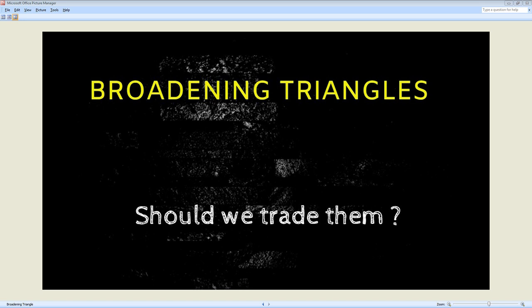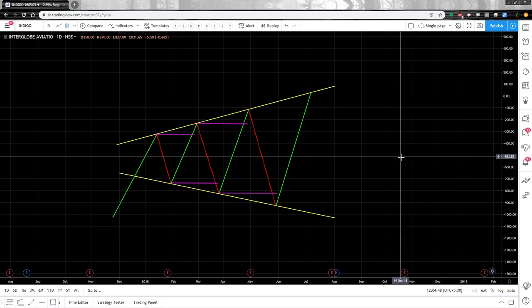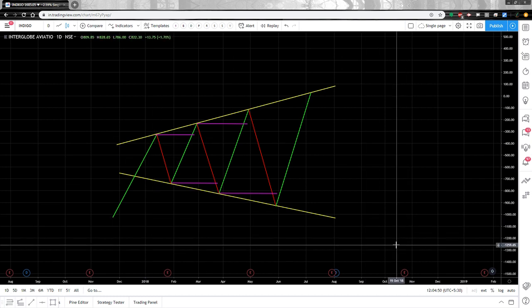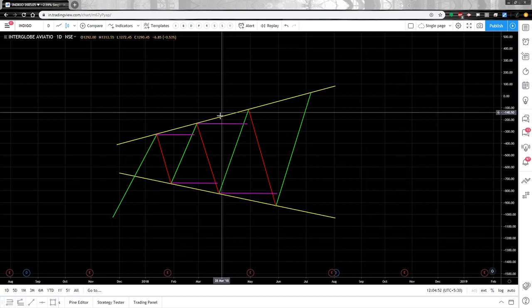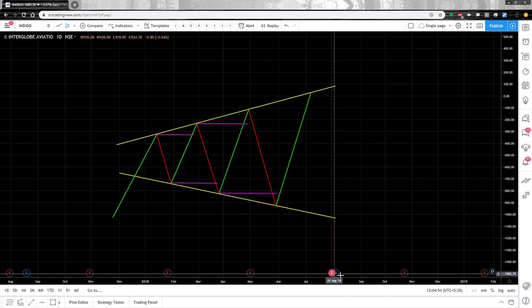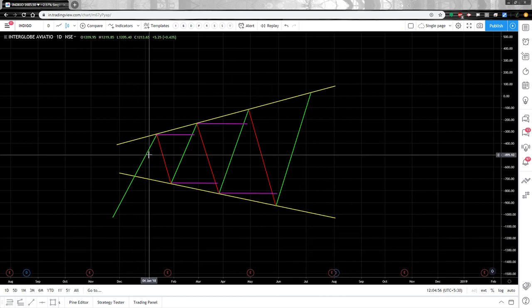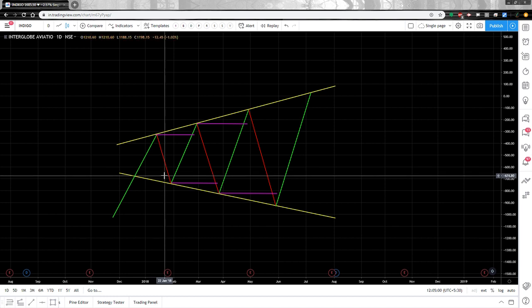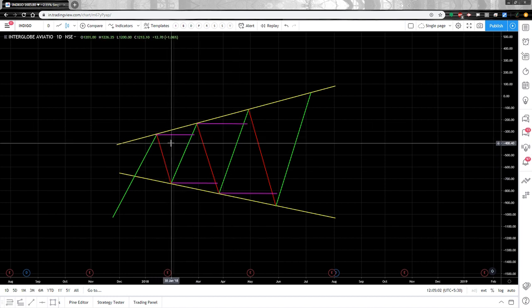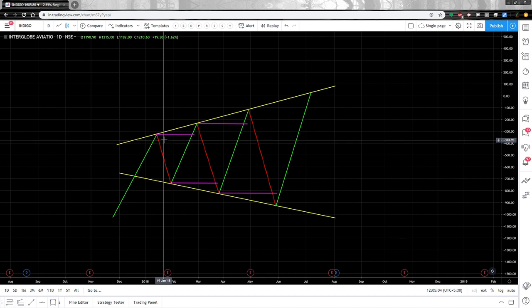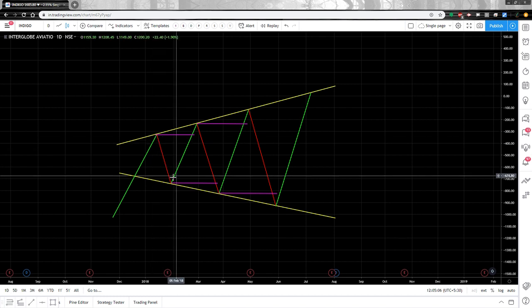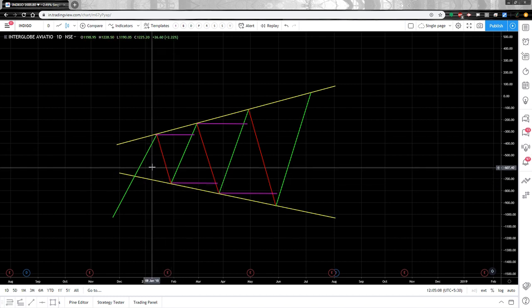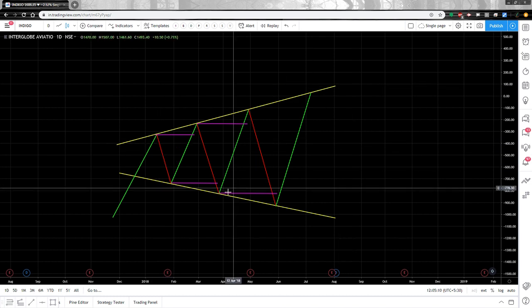Okay, now let me explain it here on the diagram. Now this is how the broadening triangle looks. The two yellow lines are the broadening triangle lines. The green line that you see here, assume that the stock is going up. The red line, assume that the stock is coming down, and the purple lines that you see here are the lines which are breaking the previous highs and the previous lows. Okay, so whenever you get the broadening triangle, this is how it will look.